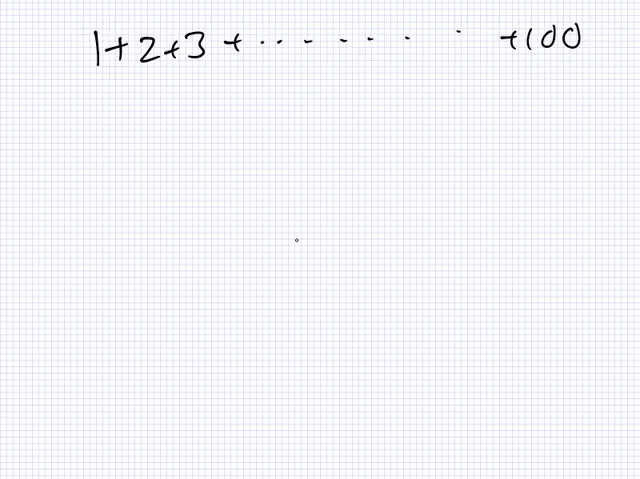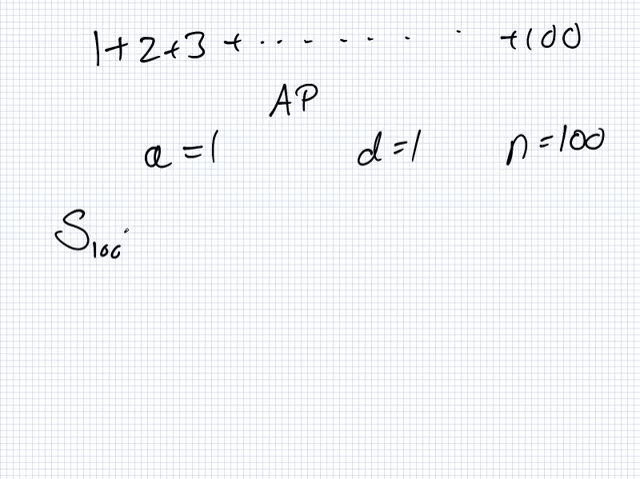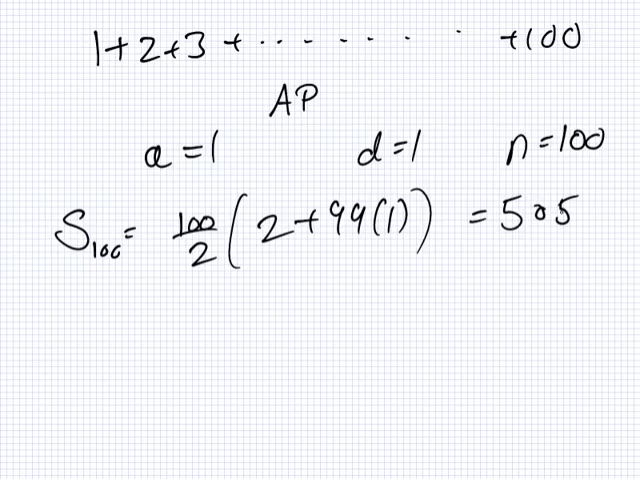What type of problem is this? AP or GP? AP. The A is 1 and the D is 1 and the N is 100. So S100 is N over 2 times 2A plus N minus 1 D, which is 5050 then. Okay, this is our first example, if you can write this down.